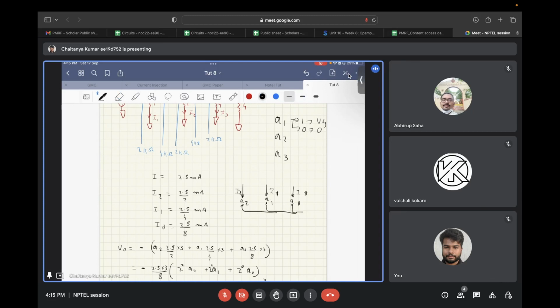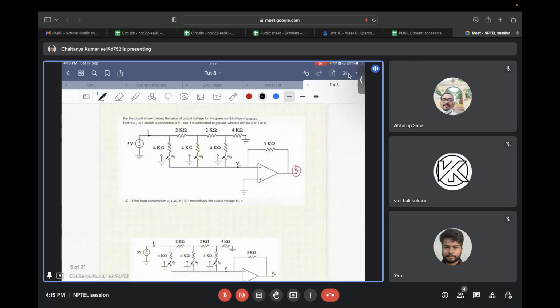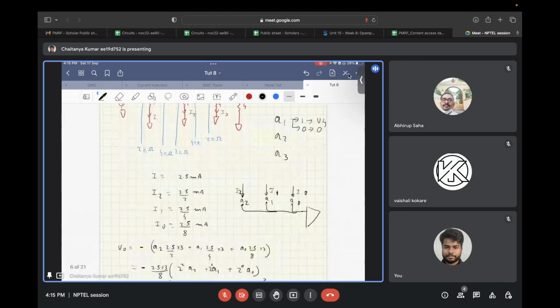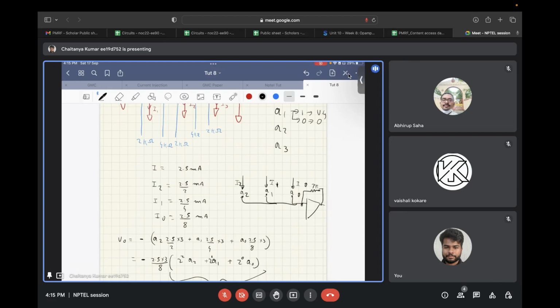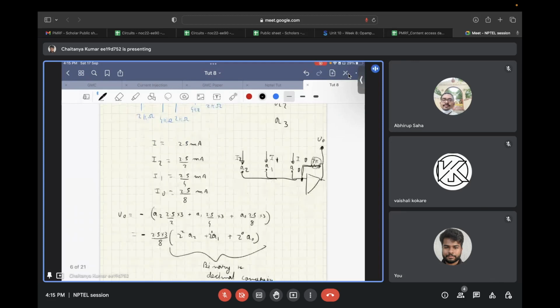So all these currents will flow through the op amp, and as you can see, this is a 3 kilo ohm resistor through which these currents go. So the voltage developed at the output will be the overall current multiplied by this 3 kilo ohm resistor, and it's negative, since this voltage is zero. Whatever current flows through this will develop a negative potential at the output.